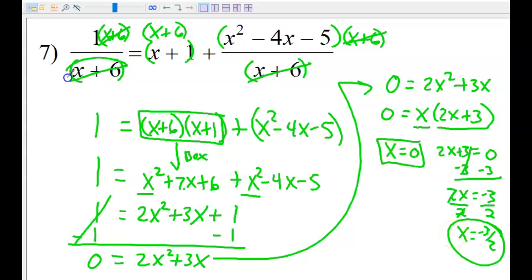Both of those are good answers. The only thing that x is not allowed to be is negative 6. So since neither one of those are that, then these are good answers. The answers are 0 and negative 3/2.